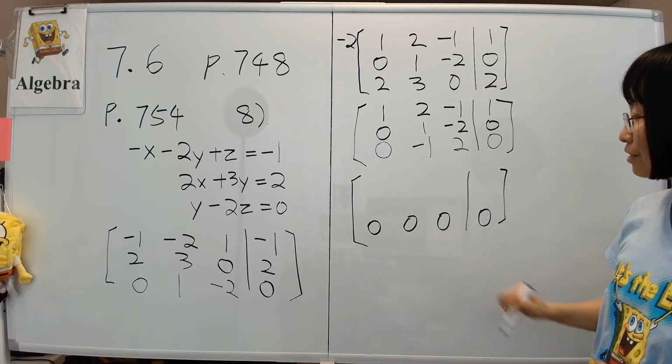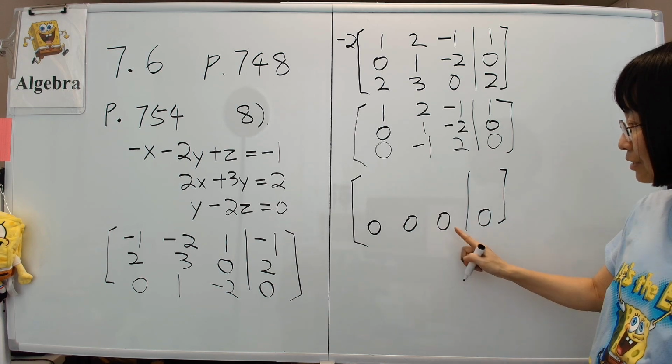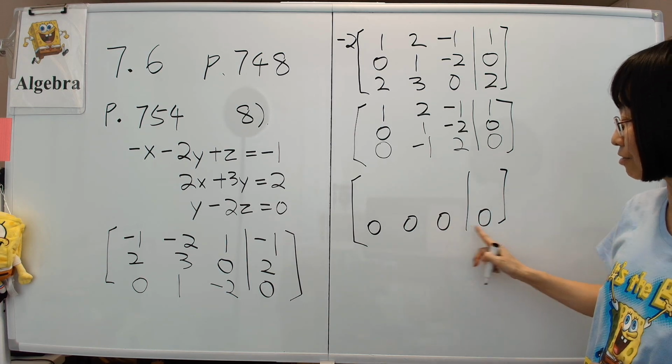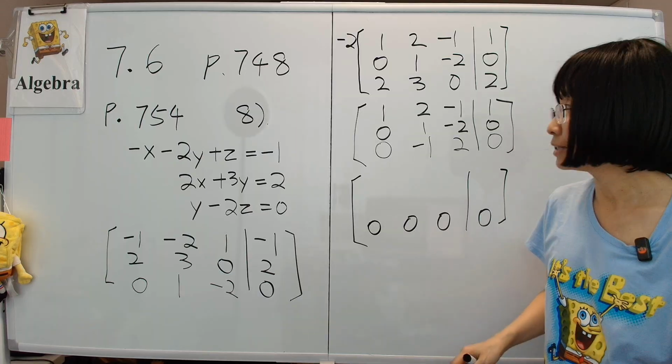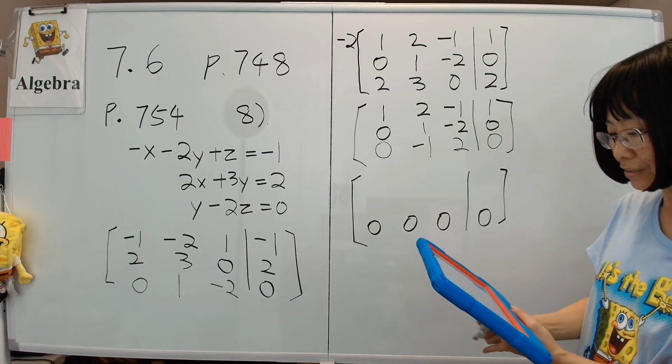So we got too many zeros. We have 0 and 0. So this will not be 1, being that it's a 0. 0 equal to 0 means that we have a dependent system. That is, there are infinite number of solutions.